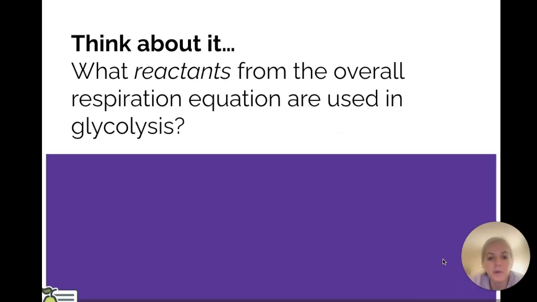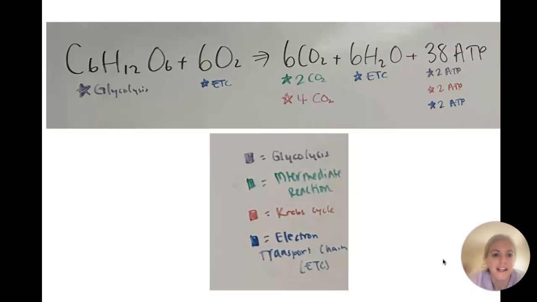If you think about the overall equation of cellular respiration, maybe you want to pause and go back and look at the equation. C6H12O6 plus 6O2 gives us 6CO2 plus 6H2O plus ATP. Okay. Which reactant from the overall cellular respiration equation is used up in glycolysis? If you guess glucose, you are right. So glucose is used in glycolysis, and it gets totally used. So once we've done glycolysis, we've used up the glucose from the original reaction.